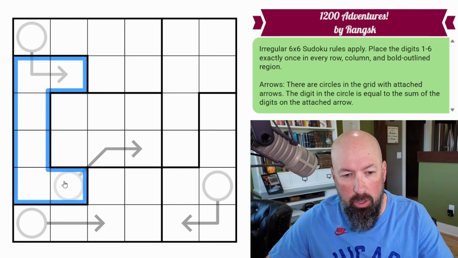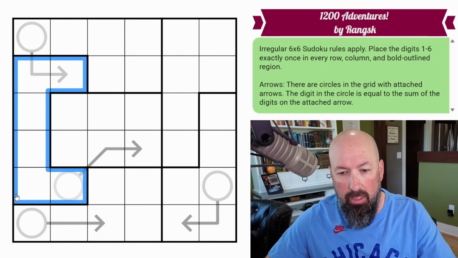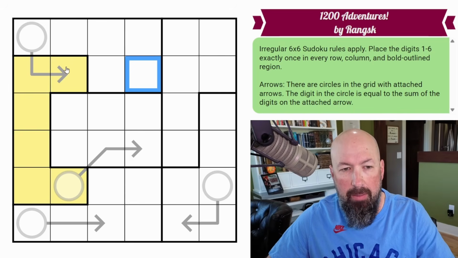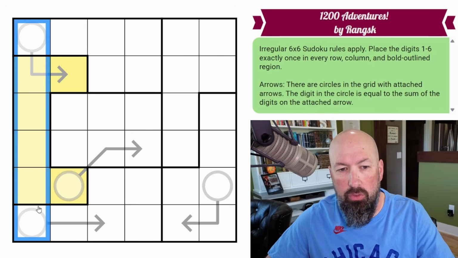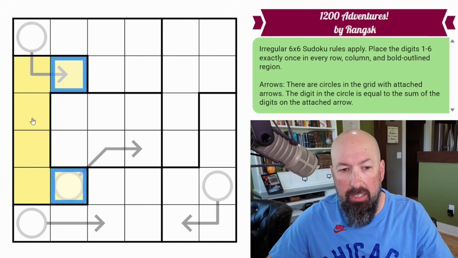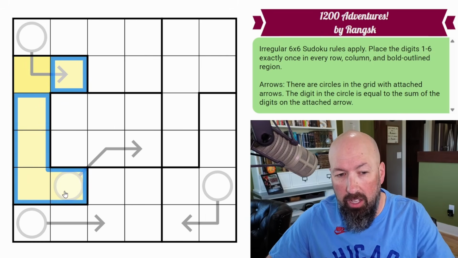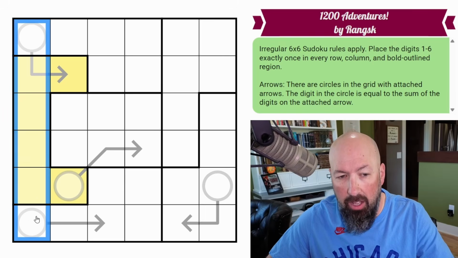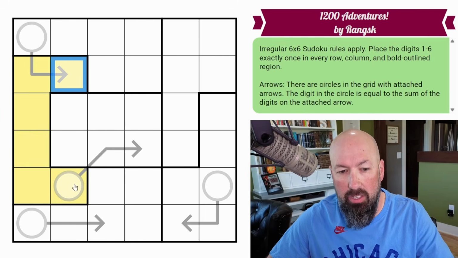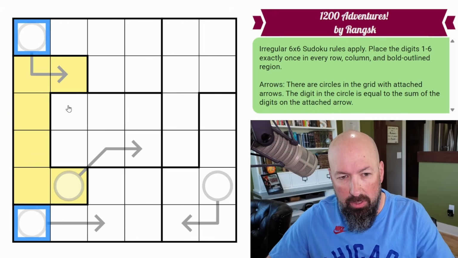And the one that I noticed right away is this region here, because we know these 4 are in the yellow region, right? But they're also all in this first column. And so these 2 cells have to be different from those 4, right? The yellow are going to be 1 through 6, but this column is going to be the digits 1 to 6. So these 2 have to be the same as these 2.